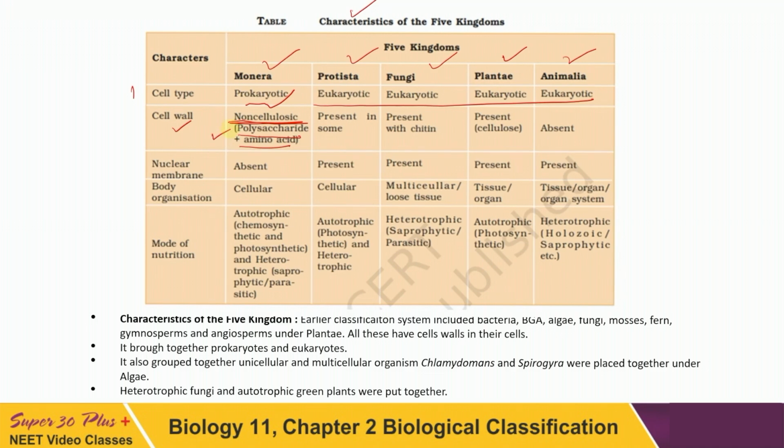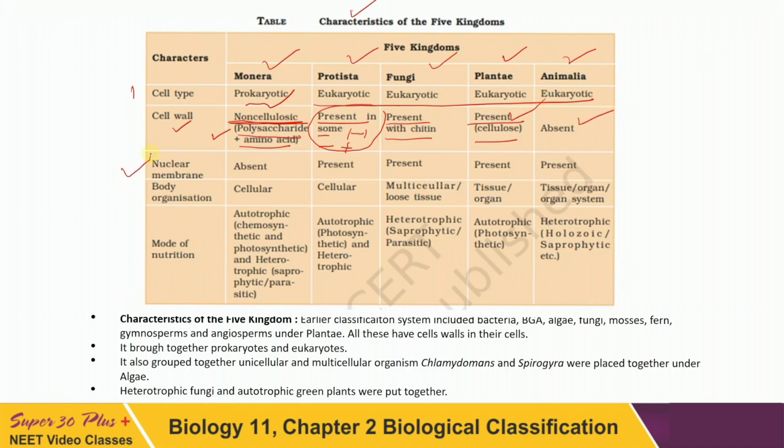In case of Protista, the cell wall is present in some and sometimes absent also. Some organisms have it absent at one stage and present at another stage. Very important point: in reference to cell wall, Protista is heterogeneous. In case of Fungi, the cell wall is present, but it is not of cellulose; it is made up of chitin. In Plantae, the cell wall is present and made of cellulose, and in Animalia it is absent.